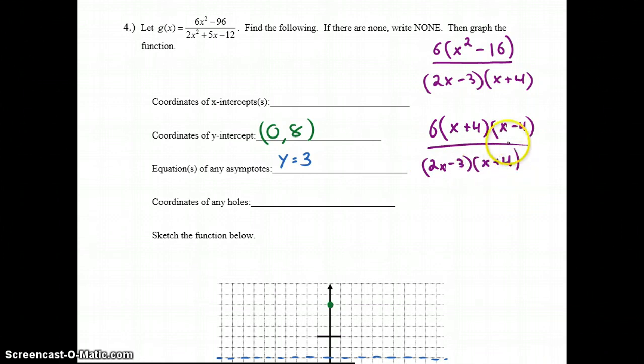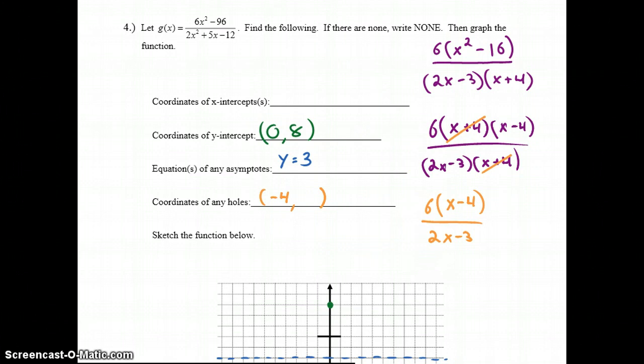This tells me a lot more about this function. For example, I notice that the x plus 4's cancel, which means that there is a hole at negative 4, comma, something. I gotta figure out what the y value is of that hole. I can't put it into the original function because that x plus 4 is going to get me a 0, so I'll put it into my simplified function, which is 6 times x minus 4 over 2x minus 3. Of course, these two functions look exactly the same, except the one difference is that this one has a hole and this one does not.